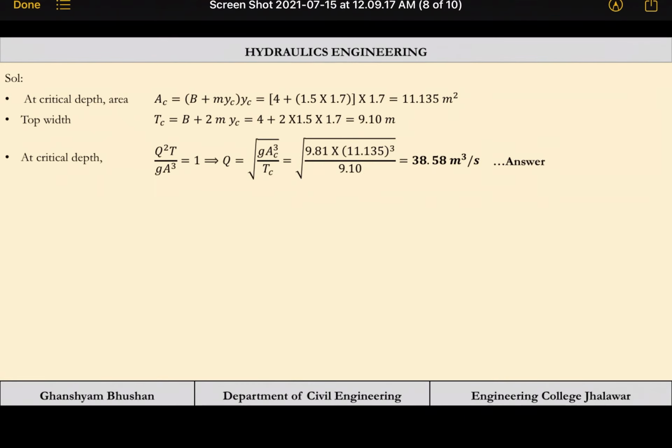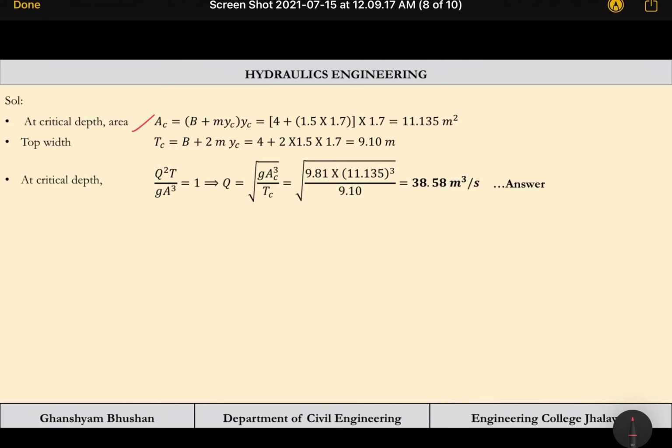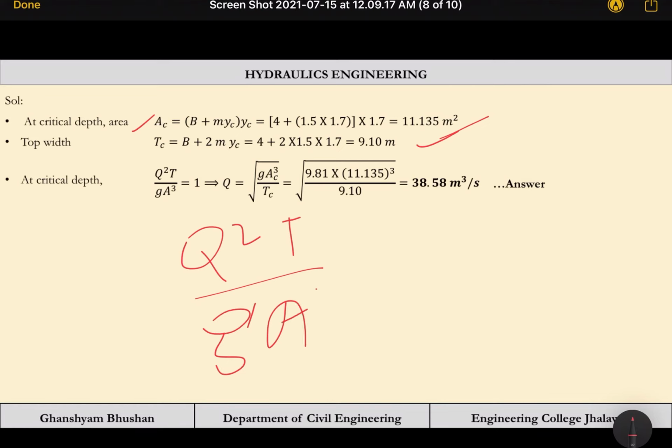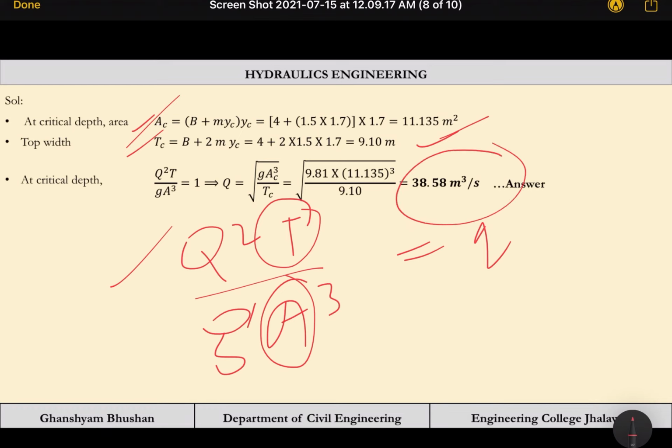You can see area you can calculate putting all the values, 11.135. T_C is the top width, because in Q square T by G A cube, Q has been asked, T you have to calculate, A you have to calculate. So A is here, T is here, put all the values, you will get 38.58 meter cube per second.